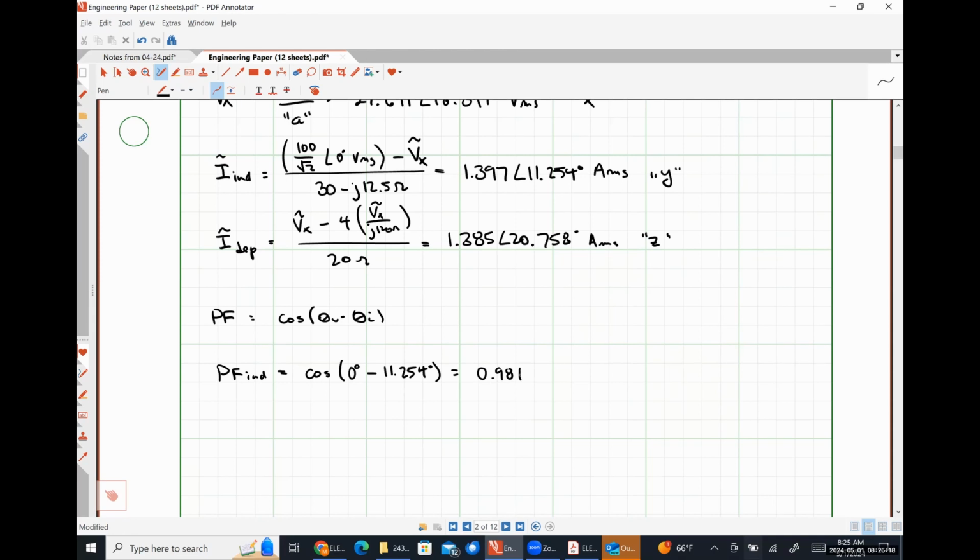Should this power factor be leading or lagging? So is 0 minus 11.254 a positive number or a negative number? It's a negative number, and since the angle is negative, we have a leading power factor.